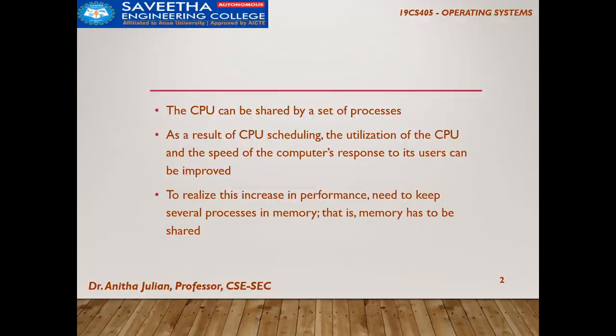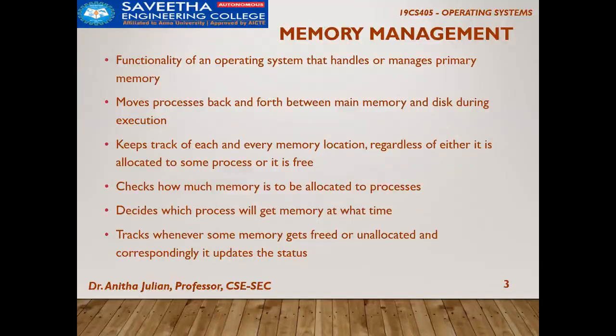To realize this increase in performance, we need to keep several processes in memory. What this memory means is the main memory on your computer. If I want the CPU to be working on different processes, all the processes should be readily available for me to work on, so they should be available in the main memory. The operating system functionality that manages primary memory is the main role of memory management.